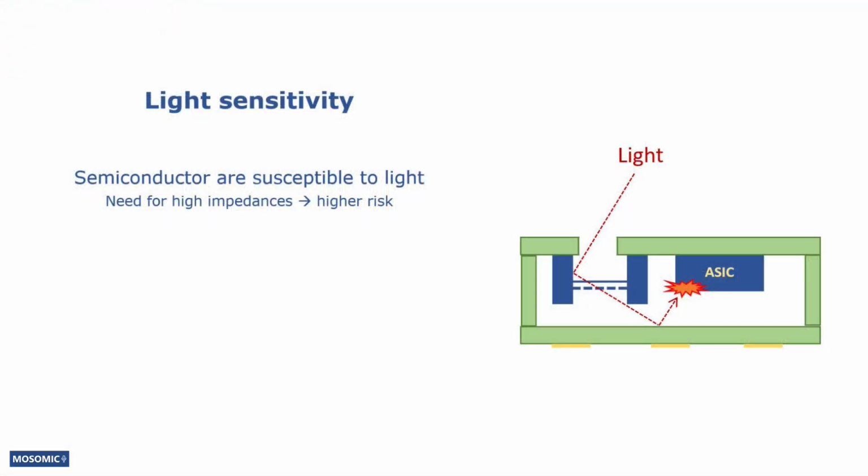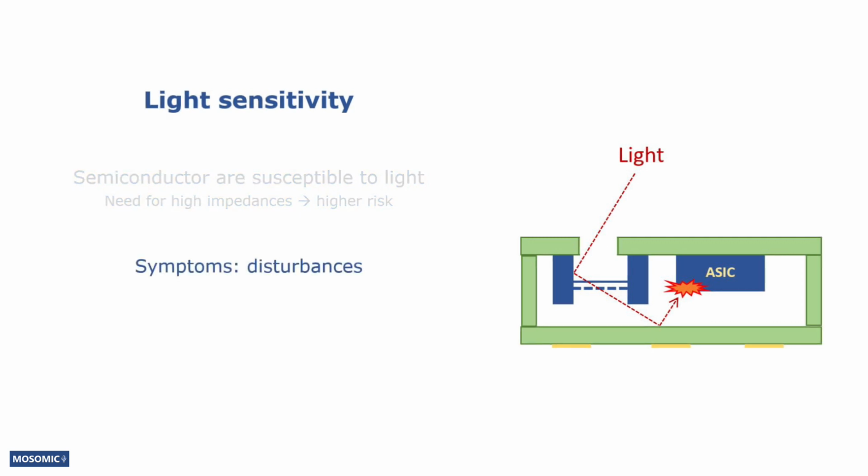Another factor that can disturb a microphone is light. One probable cause for light sensitivity is the susceptibility of semiconductor devices to light. In some microphones, the need to have extremely high impedances between different parts of the electrical circuitry in the MEMS and the ASIC chips is a contributing factor. Light sensitivity can lead to disturbances, such as buzzing in the presence of flickering lights, for example, fluorescent tubes.